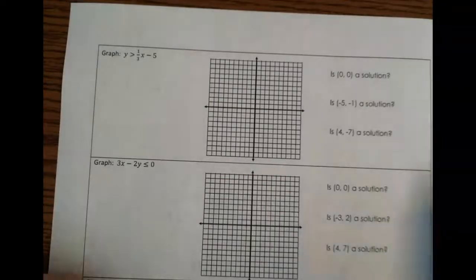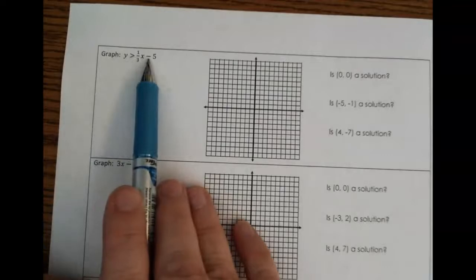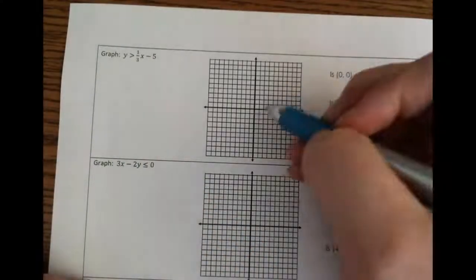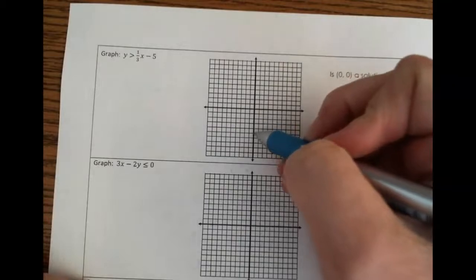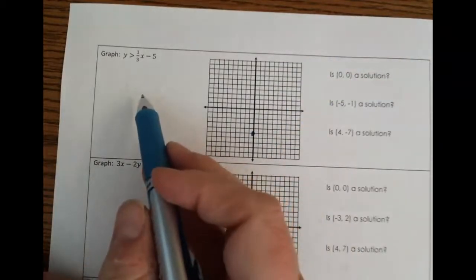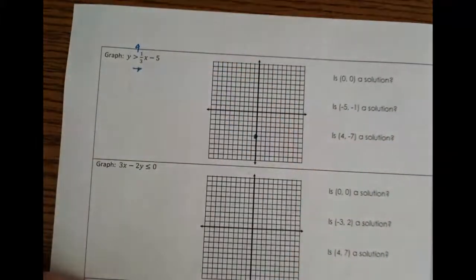All right, let's take a look at this top one. What's nice here, it's already in slope-intercept form, so we can jump right into graphing. The negative 5 is our y-intercept. 1, 2, 3, 4, 5. And my slope is a positive 1 over 3. So the positive 1 means go up 1, and it's a positive 3, so go right 3.